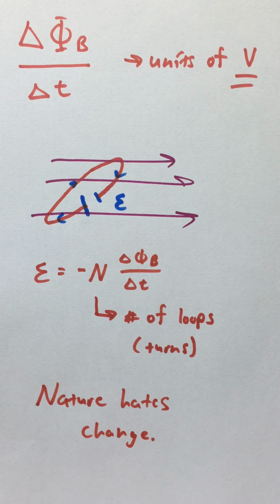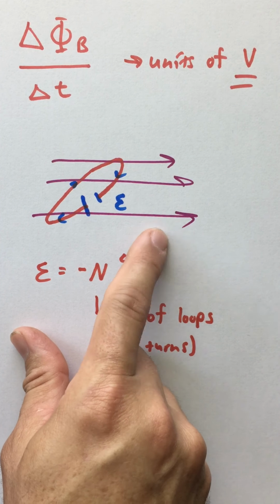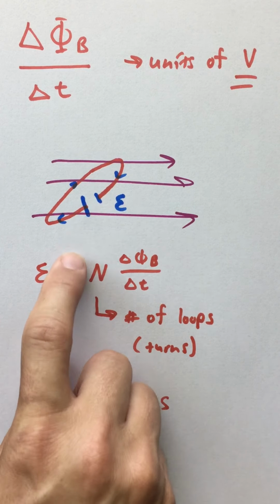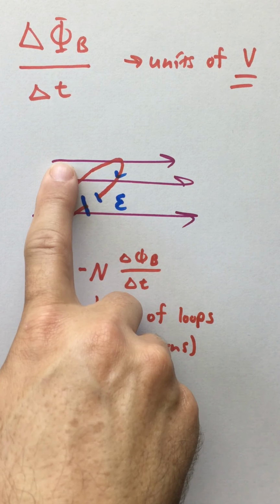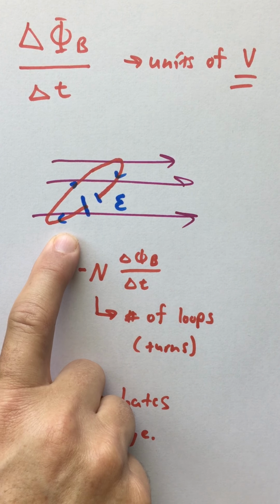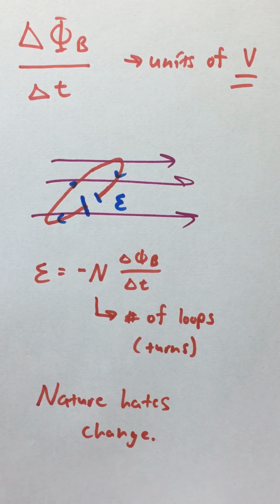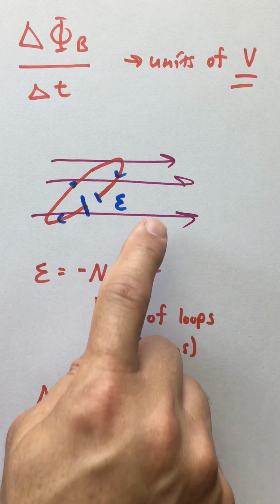How does she try to counteract it? Well, recall that when a current flows, that current produces a magnetic field. And so you have two magnetic fields occurring here. You have the background magnetic field, the external, and you have a magnetic field that is produced by this current. The magnetic field produced by the current is passing through the coil, therefore it contributes to the flux. And so nature induces a current such that the magnetic flux, due to the current, tries to stop the change.